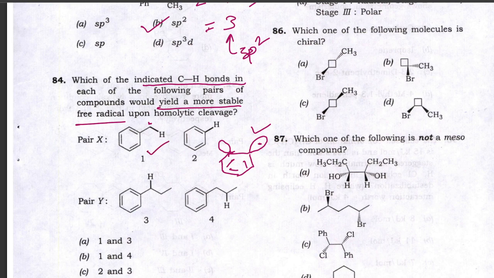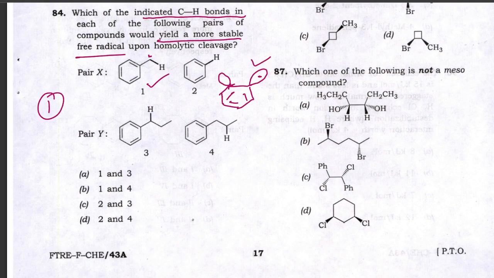Okay, so 1 is definitely stable among the pair X, and among the pair Y, 4 and 3, the 3 will be more stable, because both will give you the 2 degree free radical, and we know that radical stability increases as we go from 1 degree to 2 degree to 3 degree. We know that with the increase of alkyl substitution, this stability increases. So here the 3 will be stable, so 1 and 3 will be the option.